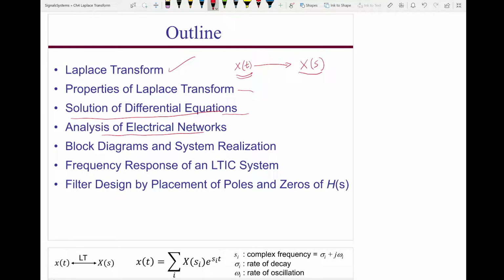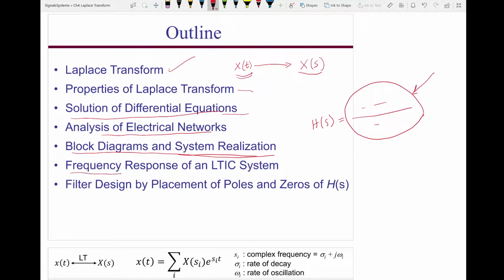Then we will do analysis of electrical networks. Now here, block diagrams and system realization. If a design engineer gives you H of s, this describes a system. How can we build this physical system? That's system realization. Take it from this mathematical model to a real life system.